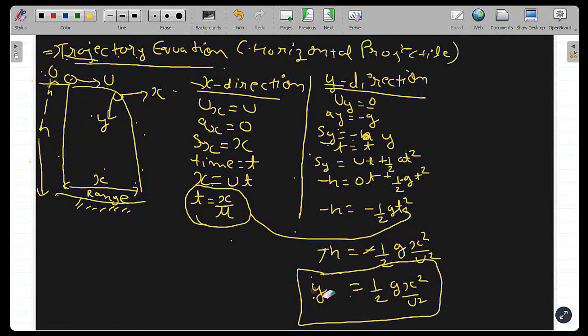So y is equal to half g x square upon u square. That's how you can form the equation of trajectory for this case. This is your equation of trajectory in case of horizontal projectile. What is a horizontal projectile? A projectile which is projected from some height, and the speed of the ball is given only in the horizontal direction. That case is called your horizontal projectile. So these are some of the things in horizontal projectile.